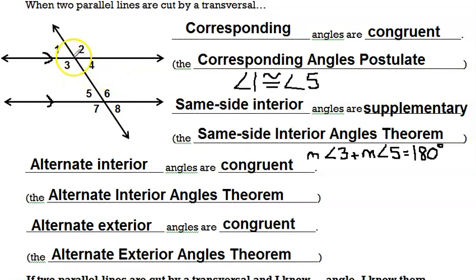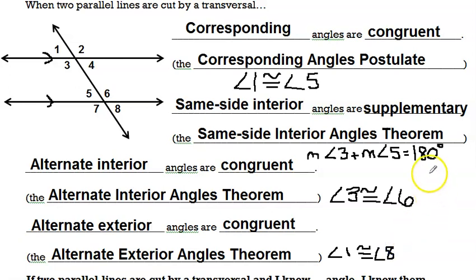Alternate interior, so that would be like 3 and 6. Now you could go back to the congruent part. You could say angle 3 is congruent to angle 6. And last but not least, alternate exterior, you could say angle 1 is congruent to angle 8. So a couple of shortcuts in helping you remember.